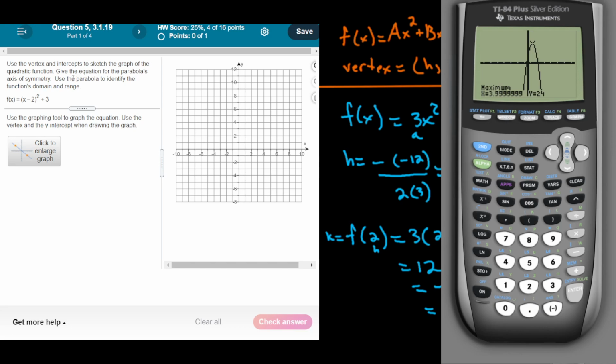Okay, use the vertex and intercepts to sketch the graph of the quadratic function. Give the equation for the parabola's axis of symmetry. Now, we didn't go over axis of symmetry, but it's very, very simple, I promise.